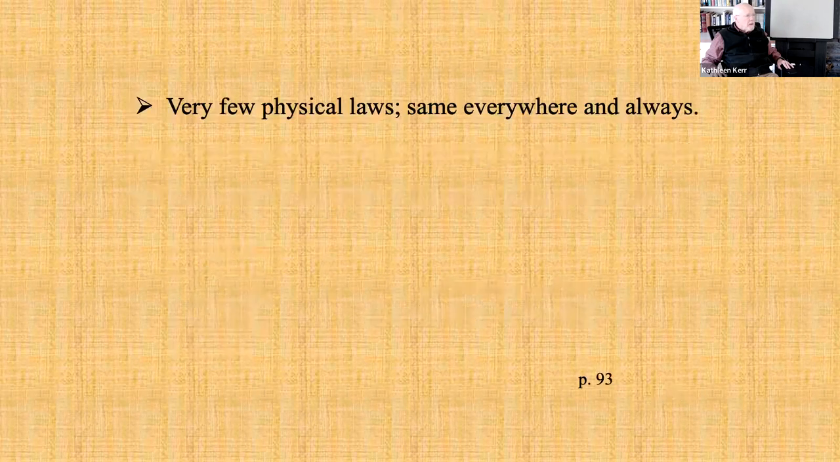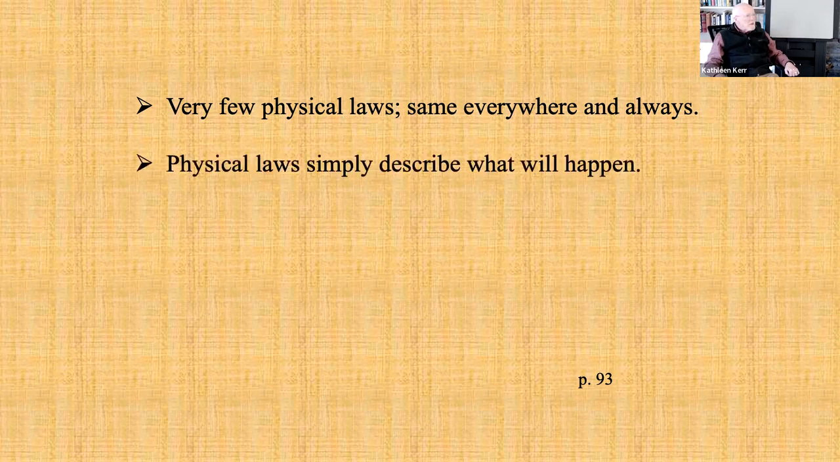Next one. So there are very few physical laws, and they're the same everywhere and always. Physicists, I know they have their disagreements, I believe, but they have the privilege of having a whole bunch of stuff that everybody agrees about. Yes, this is the way it works. Next one. So the physical laws simply describe what will happen. They don't describe what should happen or anything like that. They simply describe and predict what will happen.